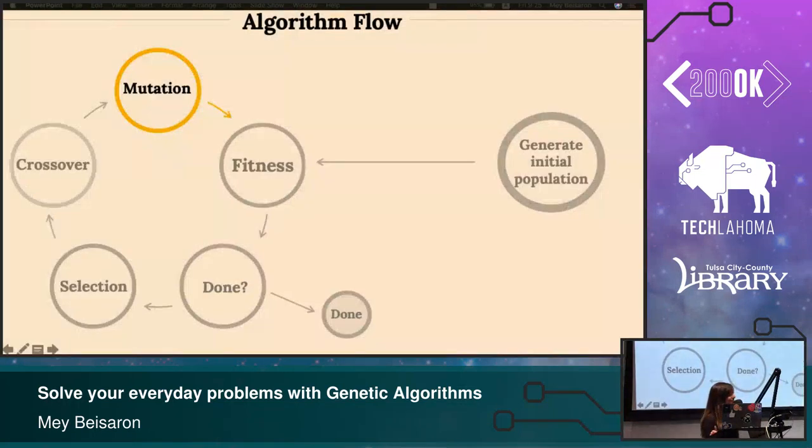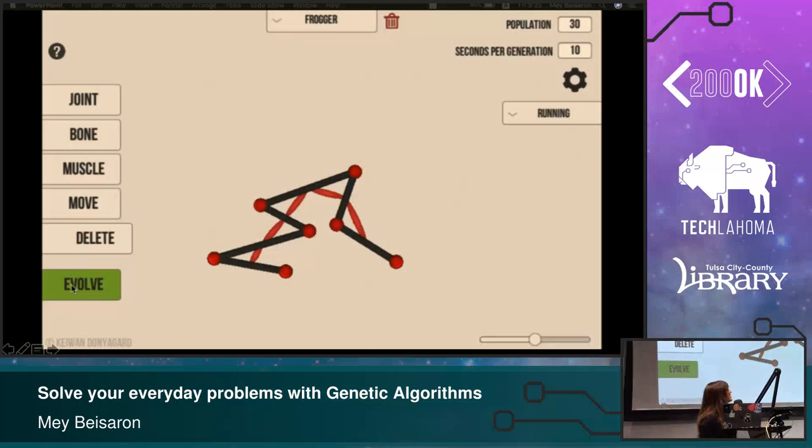Mutation. I think this is my favorite out of the algorithm. And so I want all of you to stop thinking about timetables, clear your mind, zoom out, and come with me to the genetic algorithm game. Doesn't it look fun?